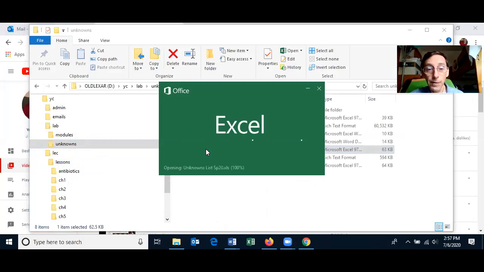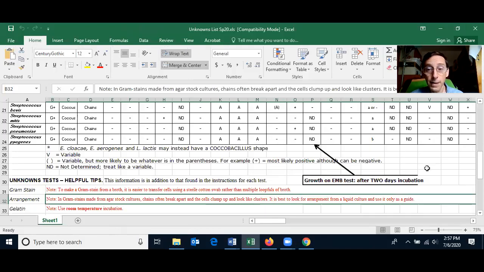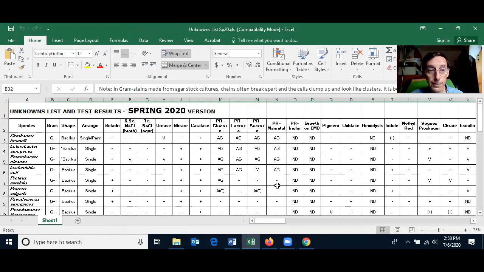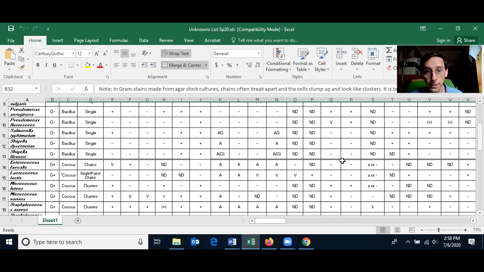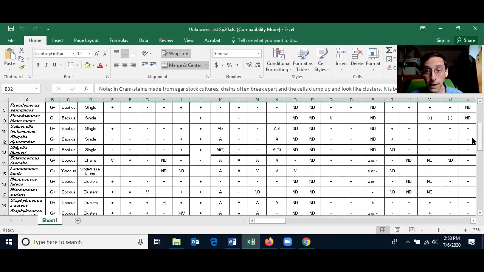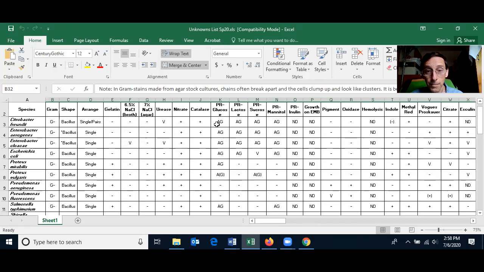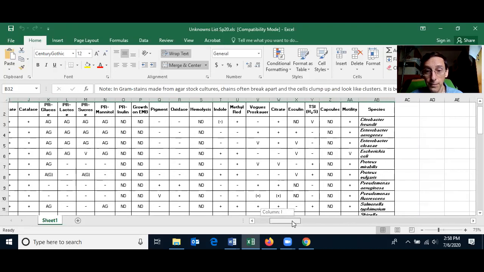So some tests, the result, the conclusion would be plus or minus. And that looks like that'll be the case for gelatin, 6.5% and 7% sodium chloride, urease, nitrate. But look at the PR glucose, it's not negative or positive. It's negative, it can be A. Let me scroll down to show you that. There's an A and there's an A, and then it can be AG. And so you have to look up on the test what the possibilities are. Most of them are plus and minus, but some of them differ. And the V just means variable.